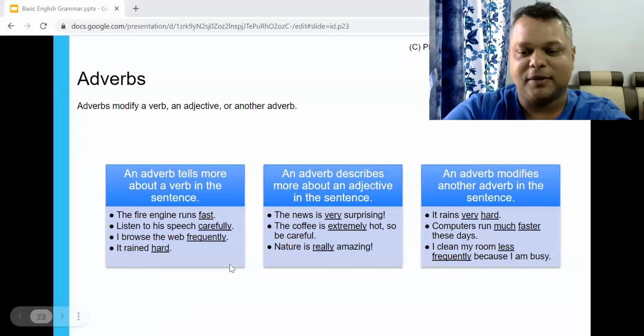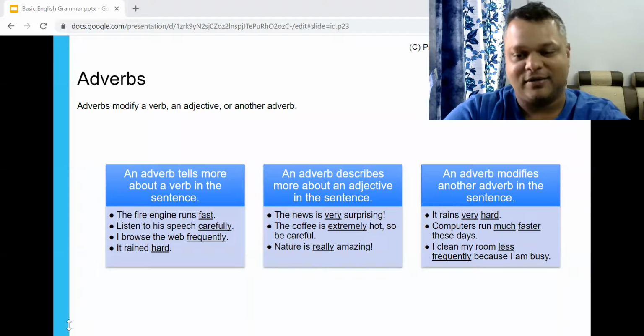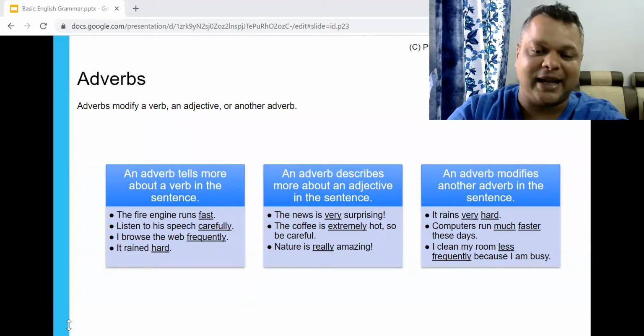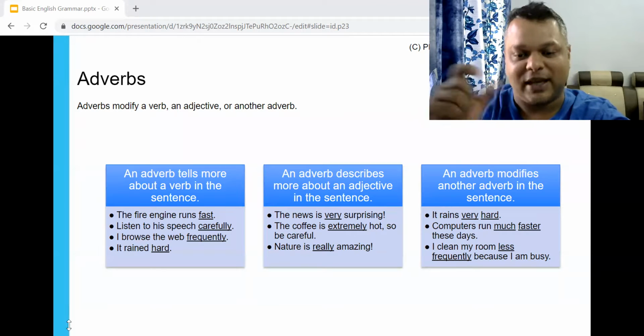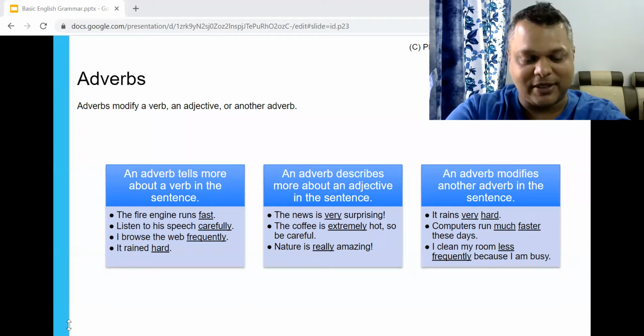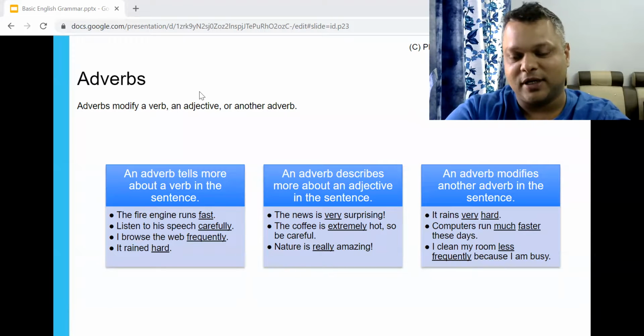Be. Remember be verbs? The coffee is extremely hot. Okay. So be careful. So how do you be? You be careful. What is be? Be is an action. Be is being. How are you? That is be. So be careful. So be is the verb and careful is the adverb. Does that make sense? Did you understand? Yes, sir. Okay, good. Okay, last example. Nature is really amazing. Very simple. Really is describing the adjective amazing.